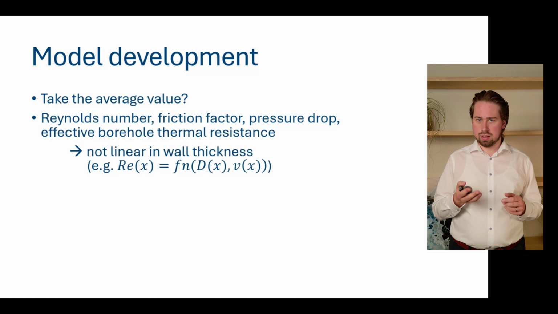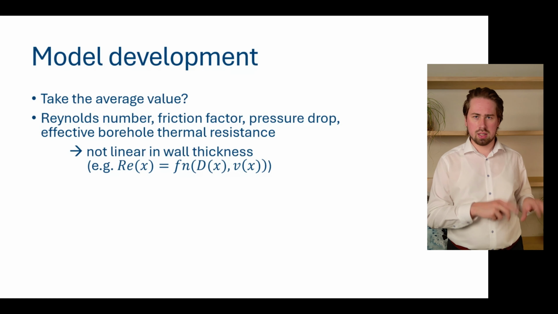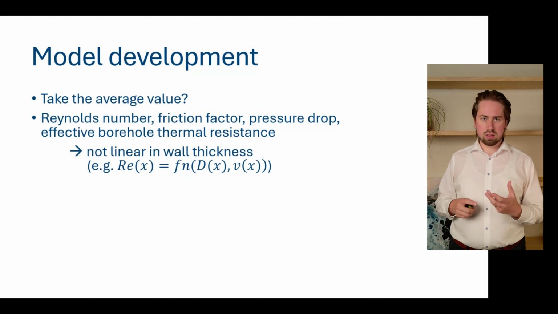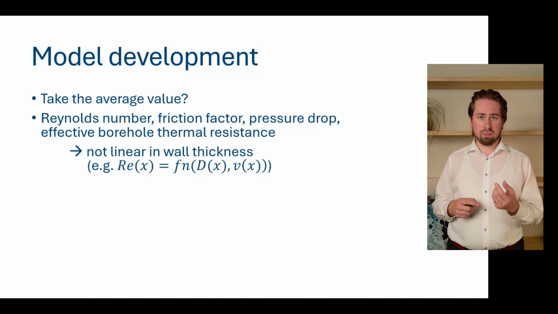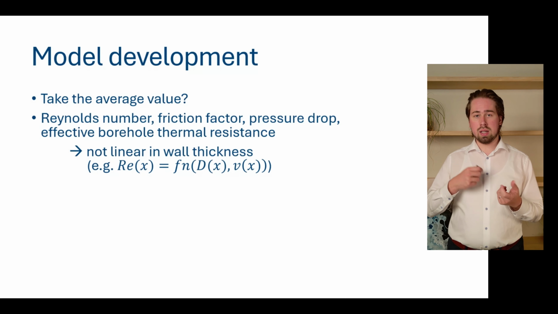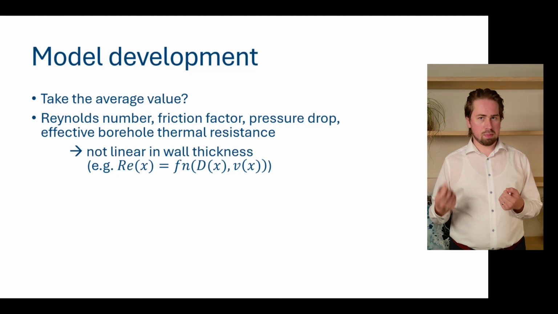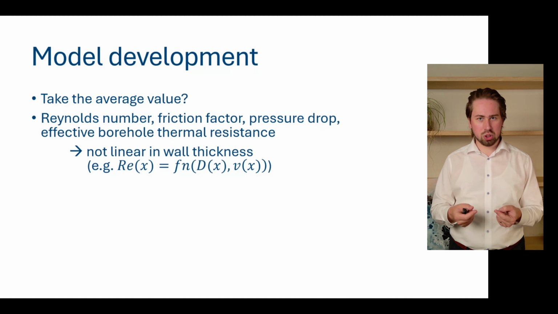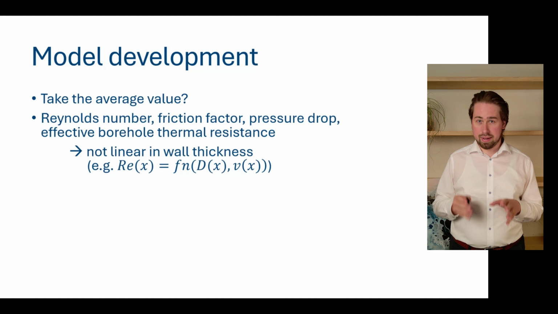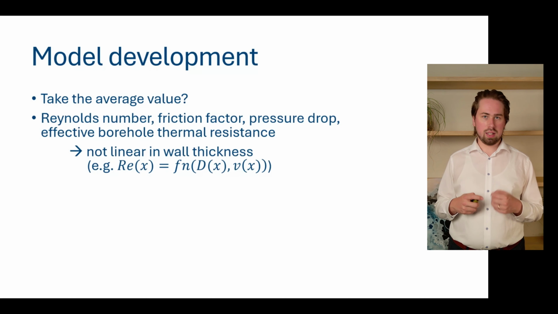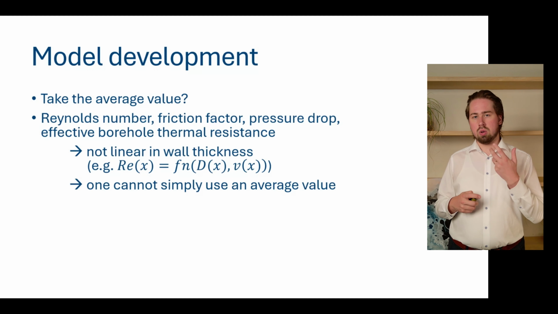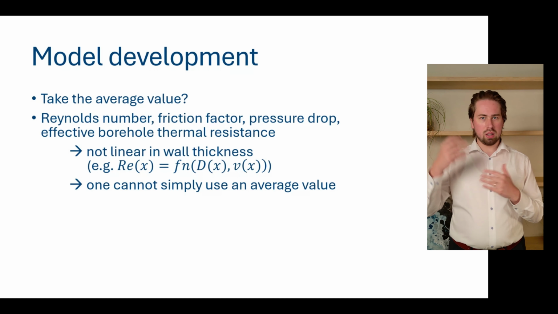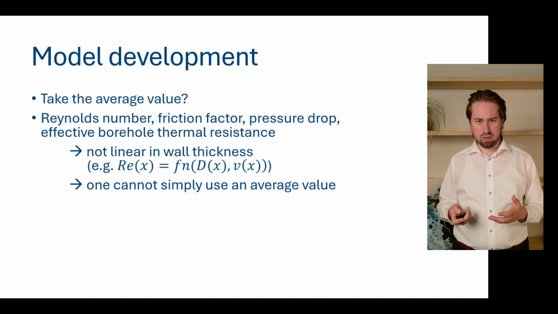Just to illustrate that, and a full mathematical explanation is again in the textbook: the Reynolds number, as you know, is a function of the internal diameter, as well as your flow velocity in meters per second. But this flow velocity in turn is also a function of the inner diameter. So it's absolutely non-linear, and the Reynolds number is even the simplest of all the parameters we're actually interested in. So we cannot simply take an average value for the wall thickness and assume we're done.